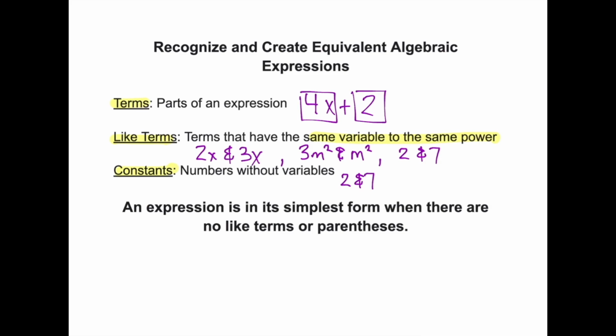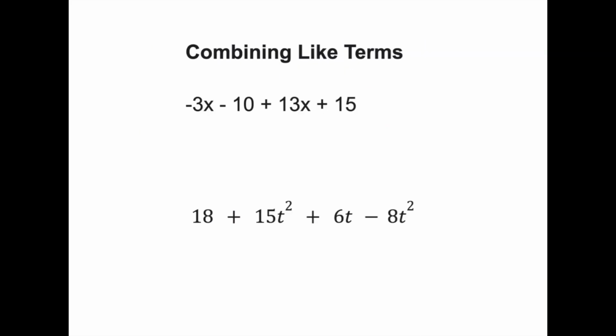An expression is in its simplest form when there are no like terms or parentheses. The first step in creating equivalent expressions is to combine like terms. When we combine like terms, we want the sign in front of it to go with it. So for example, a minus 10 is really the same thing as a negative 10.